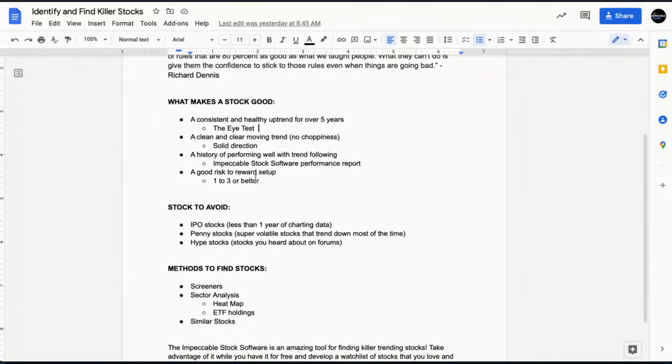So next is a good risk to reward setup. A risk to reward setup is how much money you are risking versus how much you stand to make. You want to have at least a 1-3 risk to reward or better.